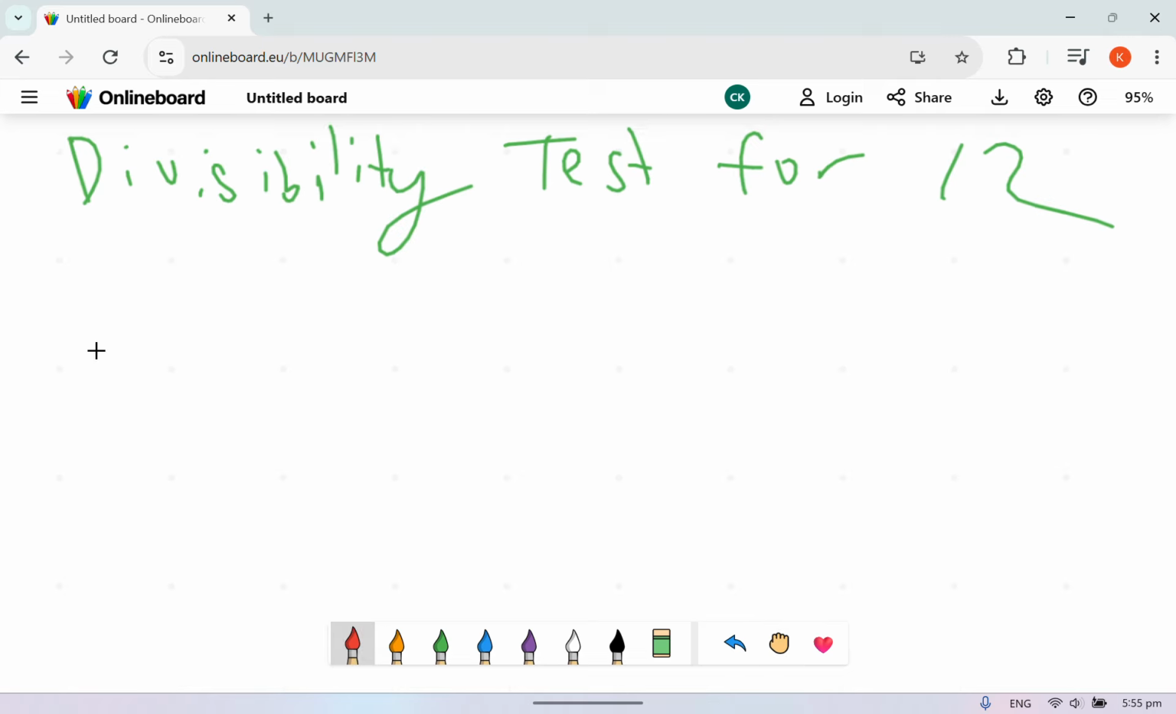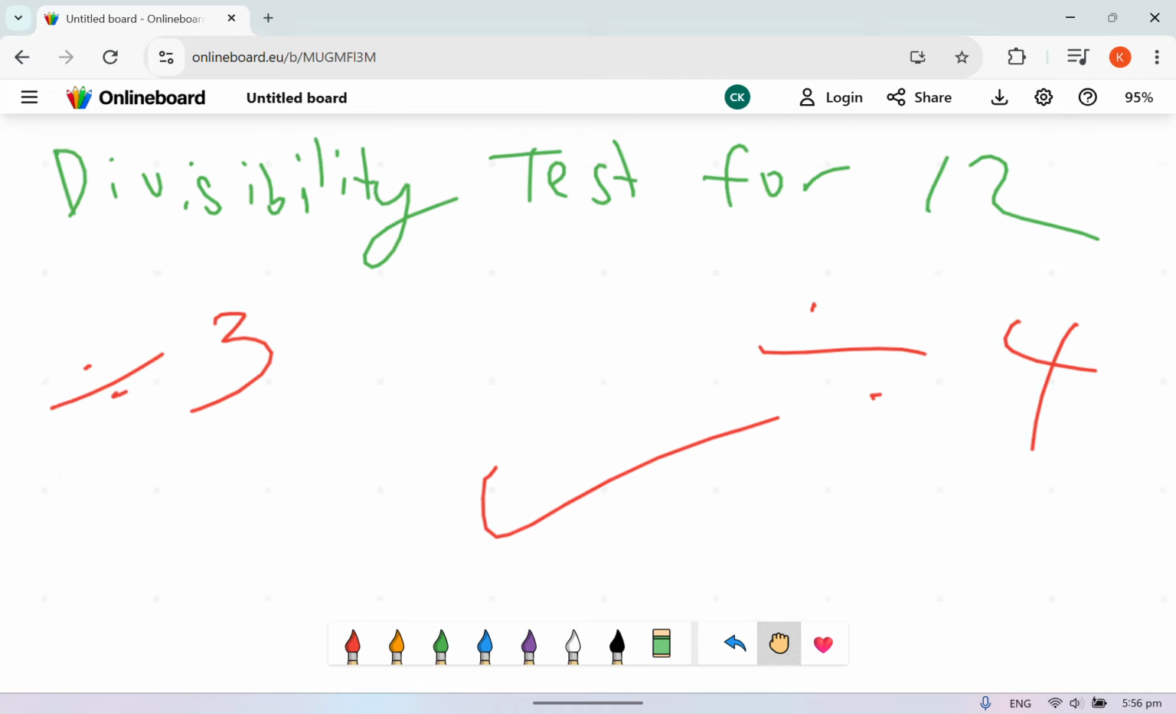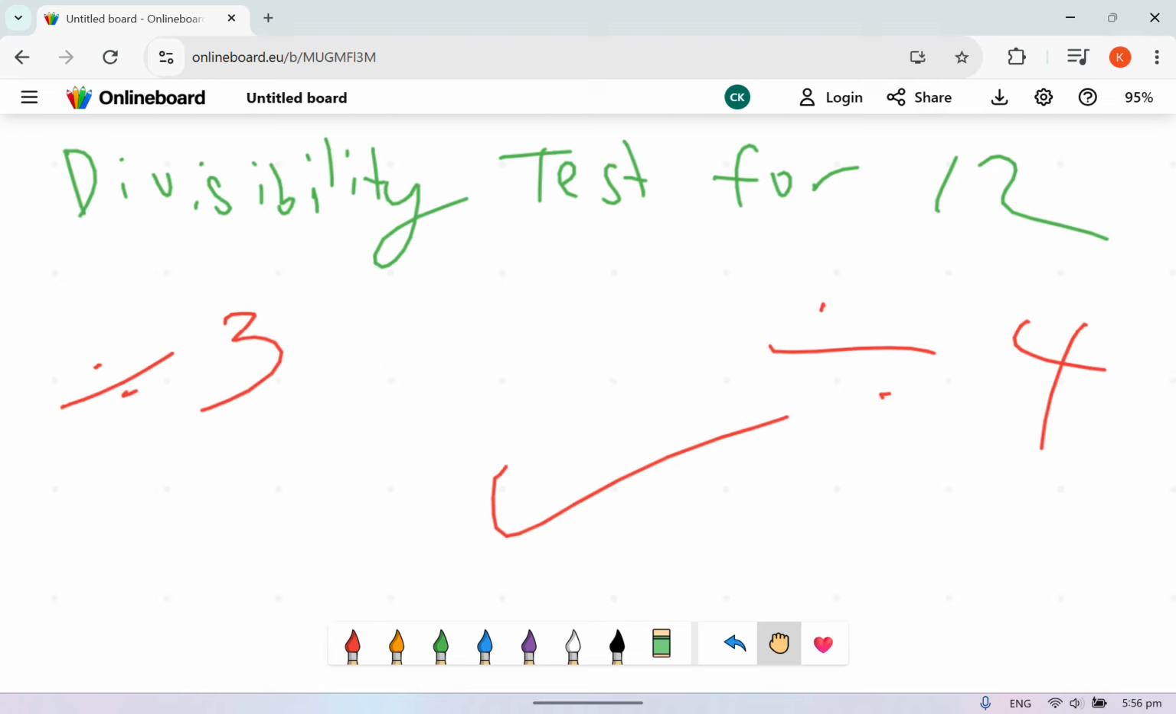If it's divisible by 3 and divisible by 4, it's divisible by 12. And why? It's because 3 and 4 are co-prime. I want to explain more about that, but just so you know, divisible by 3 and divisible by 4, you can divide by 12. But it doesn't work for all numbers.